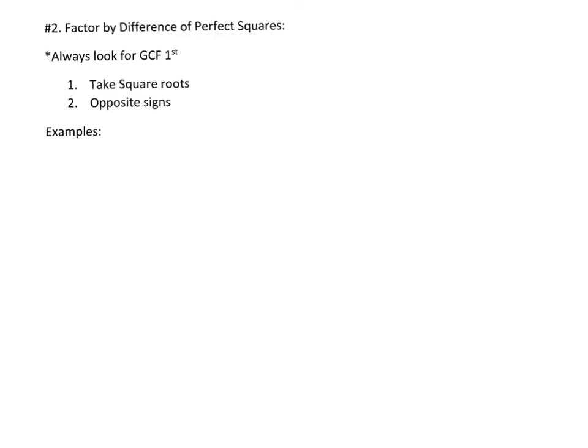A second way to factor is by looking at the difference of perfect squares. Now, the name of this describes what it has to be. So it has to have the difference, which means subtraction. That's where we're going to get our opposite signs. And then I have to have a perfect square.